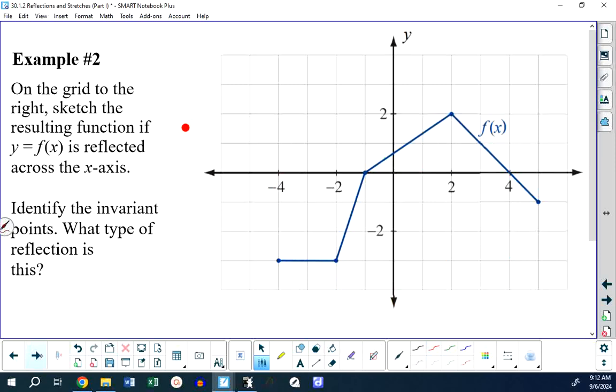Well, let's do the same thing to the same function, except the reflection this time is going to be across the x-axis. Well, that means that things that are above the x-axis will reflect below, and things that are below will reflect above. In other words, it's going to be a vertical reflection. This point happens to be 4 below. No, it isn't. 3 below. So it's going to reflect 3 above.